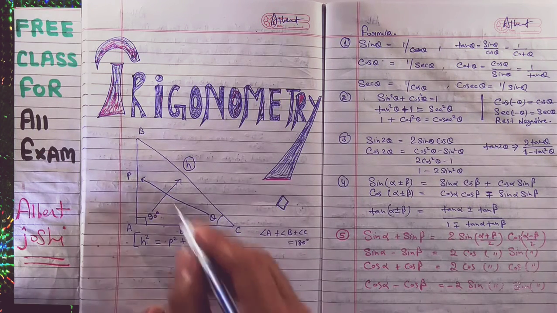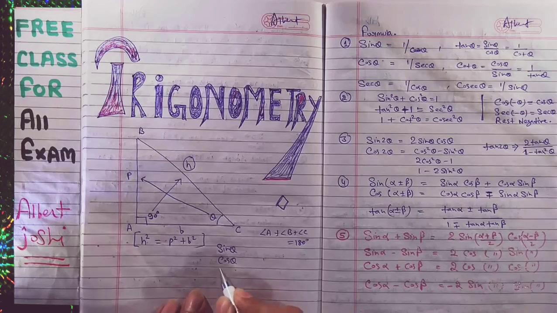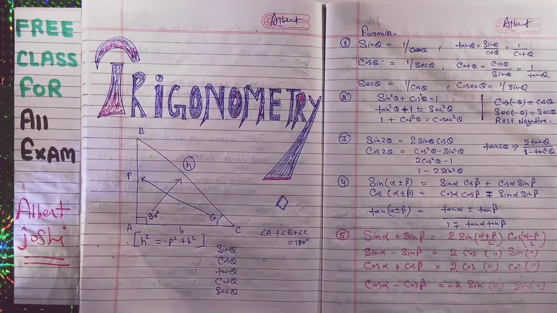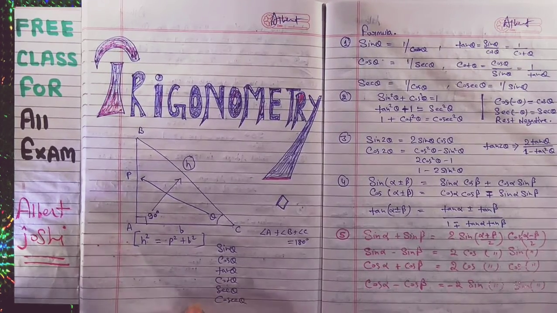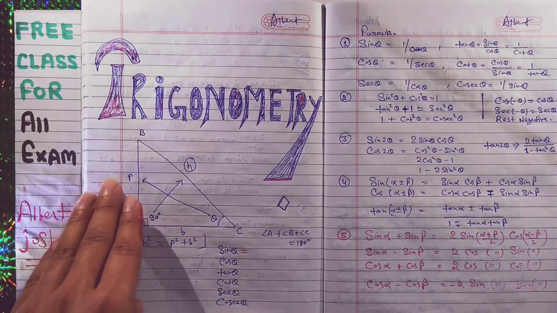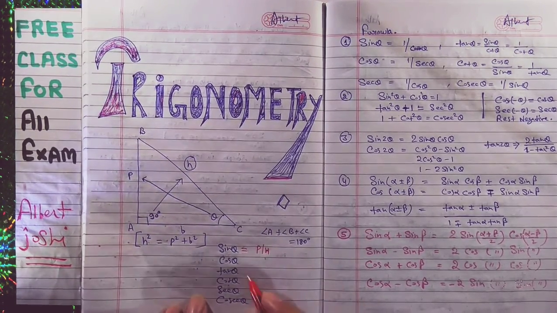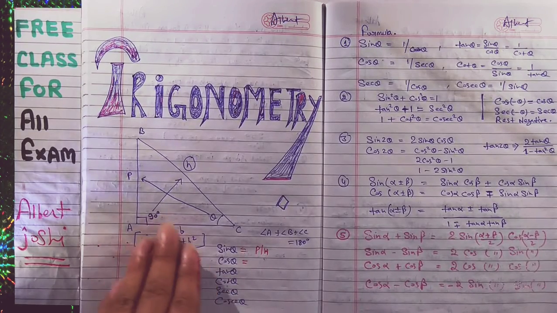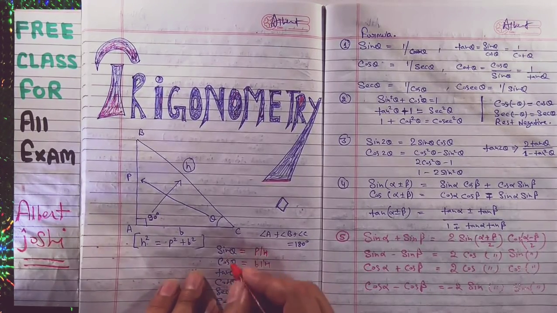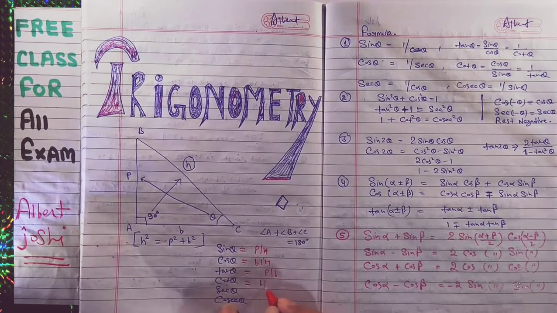With the help of this you have sine theta, cos theta, tan theta, cot theta, sec theta, and lastly cosec theta. So what is sine theta? Sine theta is equal to perpendicular upon hypotenuse. Cos theta is base upon hypotenuse. Tan theta is perpendicular upon base. And cot theta is just the opposite, base upon perpendicular.